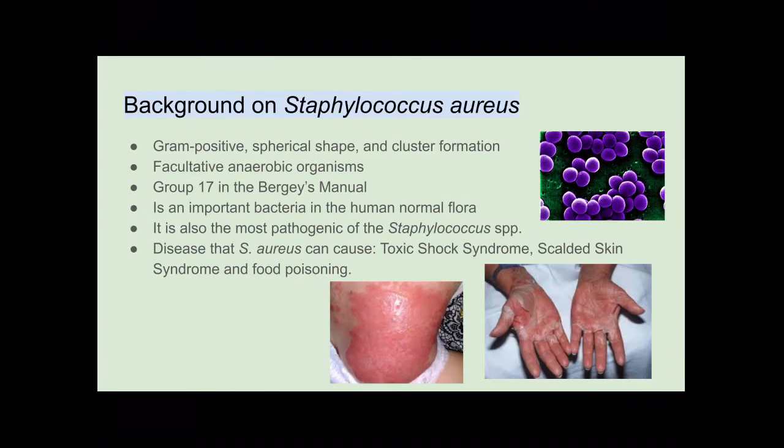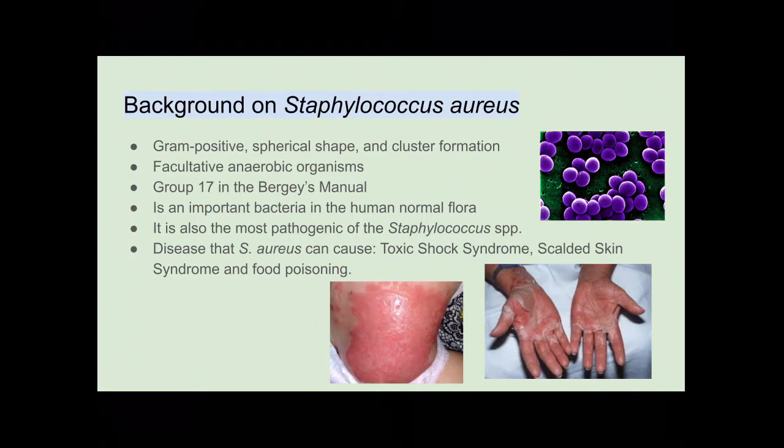So Staphylococcus aureus is a gram-positive spherical-shaped cluster-forming bacteria, as you can see in that picture right there. It's a facultative anaerobe, and in Bergey's manual, it's group 17. This is a very important bacteria for the human normal flora, and it's the most pathogenic Staphylococcus species.